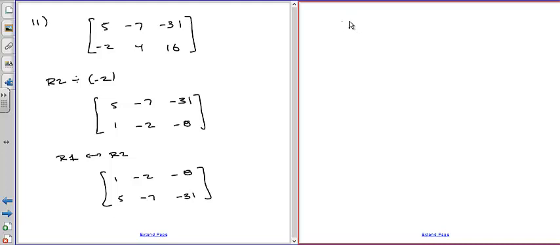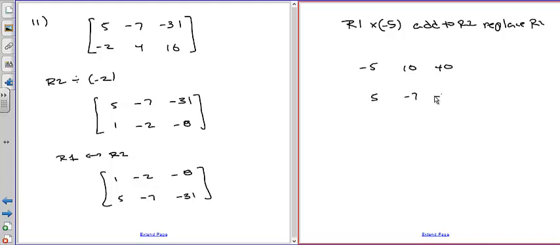Okay, so now what we're going to do is take row 1 multiplied by negative 5, add to row 2 and replace row 2. So row 1 multiplied by negative 5 gives us negative 5, positive 10, and positive 40. So each one of these numbers here multiplied by negative 5 gives us that. And then we have row 2, and we add them together. So this goes to 0. 10 plus negative 7 is positive 3, and 40 plus a negative 31, or 40 minus 31, is 9.